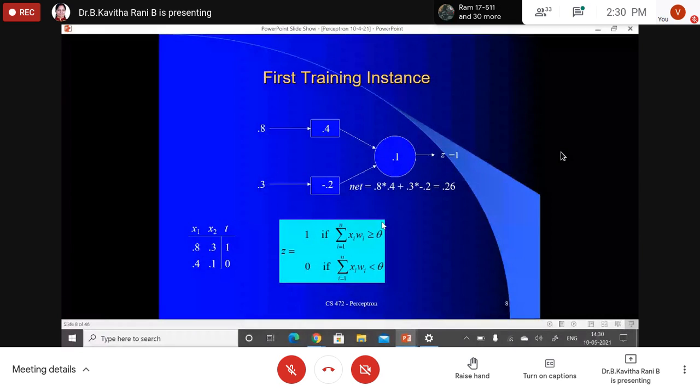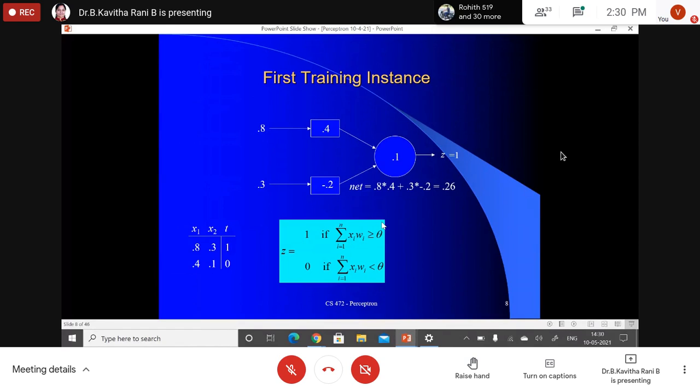Okay, so it is greater than 0, so z is equal to 1 we are getting. We are getting a positive value, and a positive value represents 1. What is our target value? It is 1. So here also we are getting 1. The output is triggered as 1 as it is greater than 0.